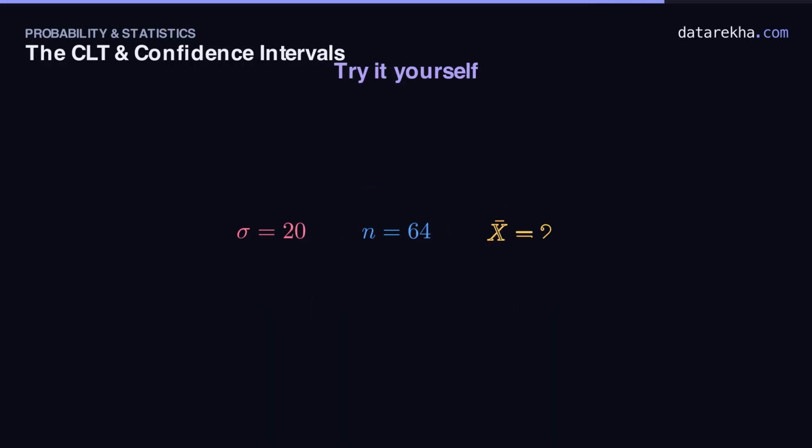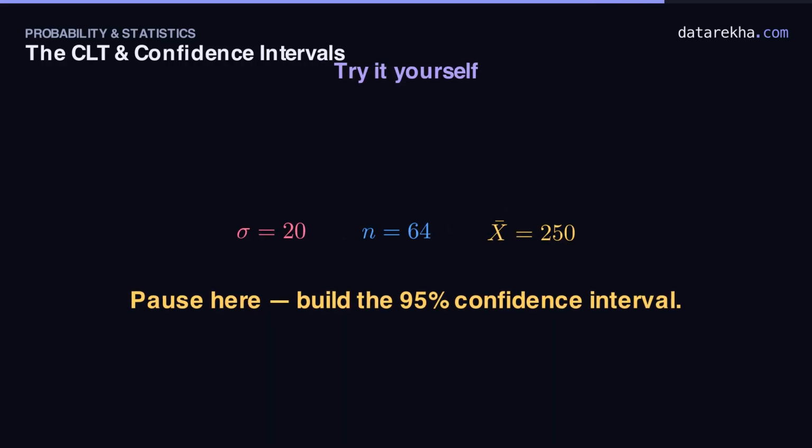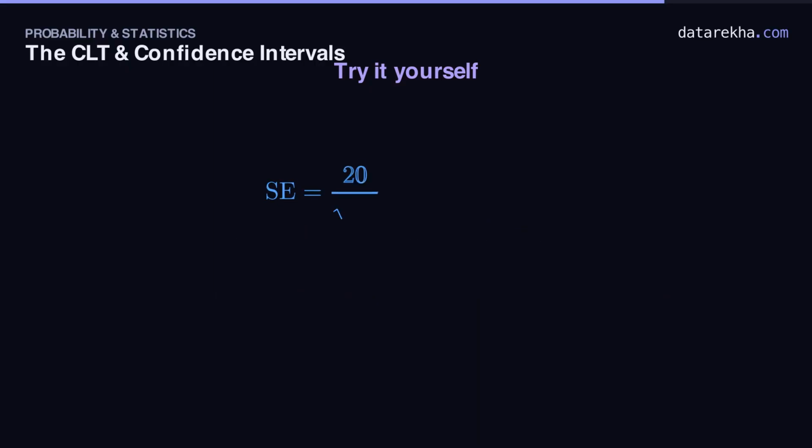Your turn. A sample of 64 measurements has an average of 250, drawn from a population with known standard deviation 20. Pause the video now and build the 95% confidence interval yourself. I'll wait. Here's the walkthrough.